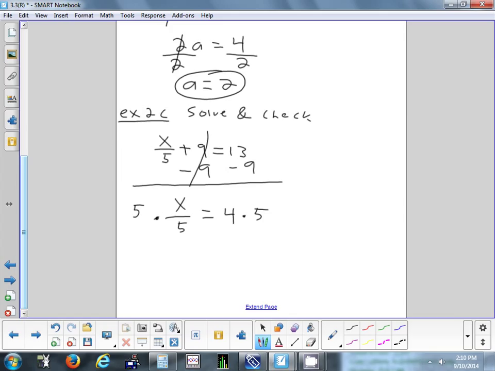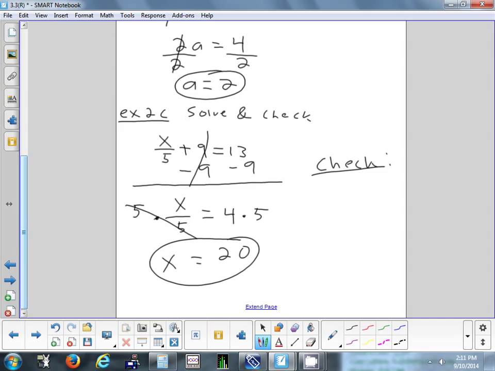You have a 5 in the top and then a 5 in the bottom. I thought you multiplied the 4 out of 5. Yep, that's exactly what I did. When you have a 5 in the top and 5 in the bottom, it cancels. What's on the left-hand side now? X. What's on the right-hand side? 20. Okay, let's check. That's how I did it.